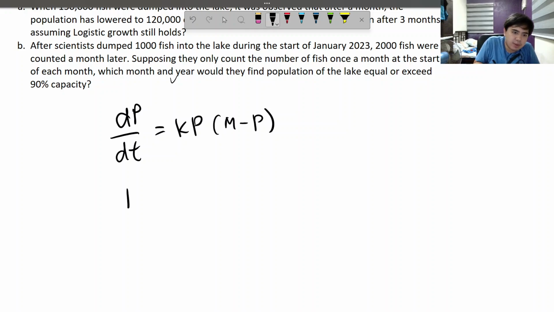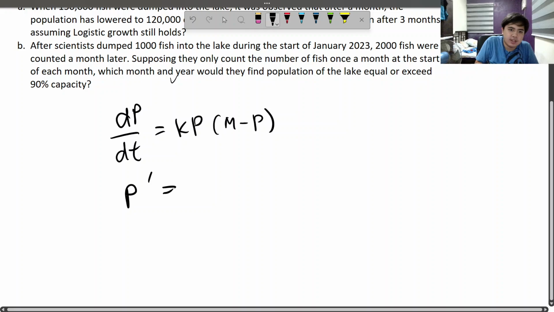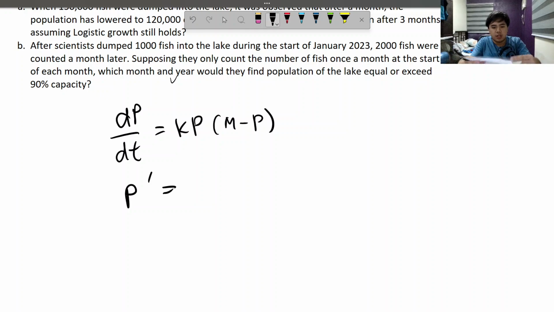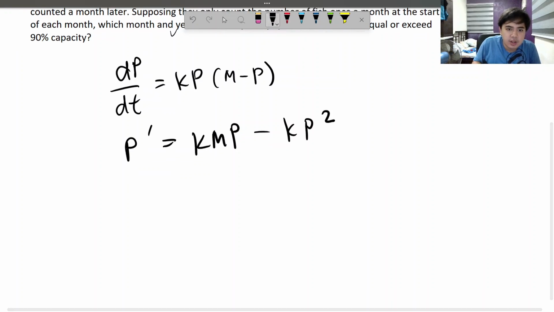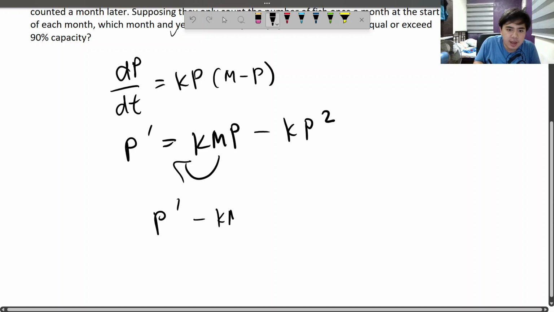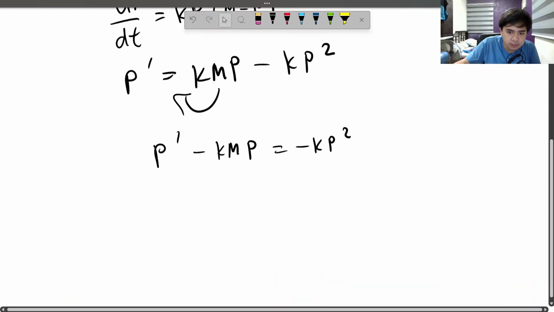So let's put P prime here to simplify things, and let's distribute Kp to both sides in order for us to be able to solve this. So Kmp minus Kp squared. That's what's going on here. Let's put this on the other side. So P prime minus Kmp equals negative Kp squared.